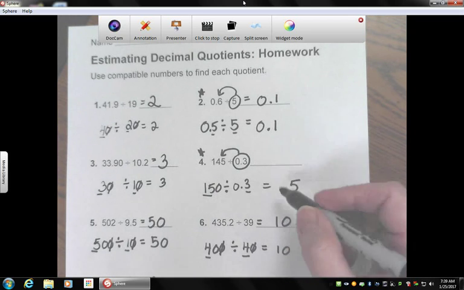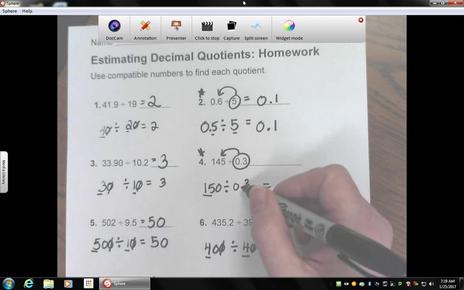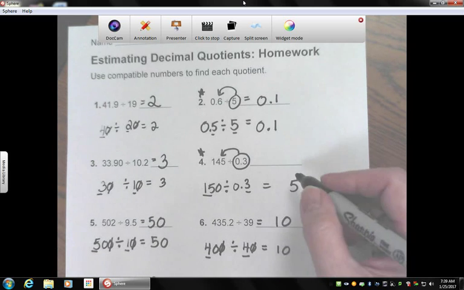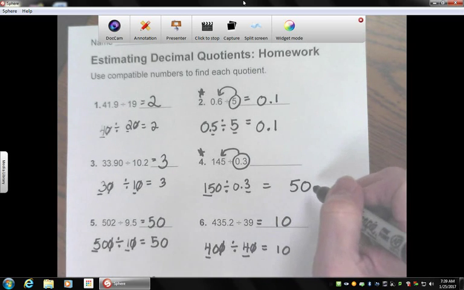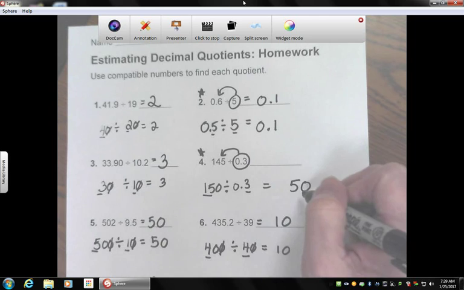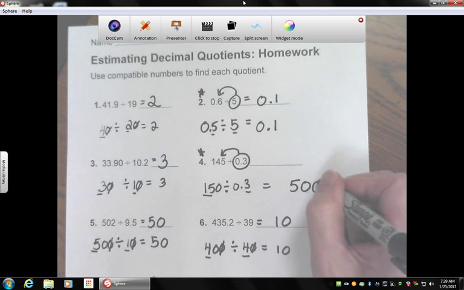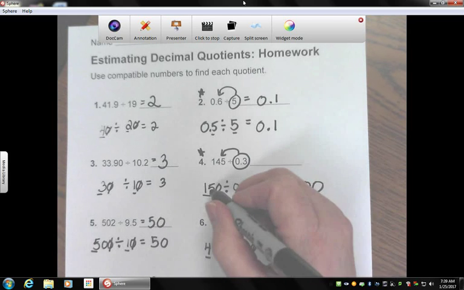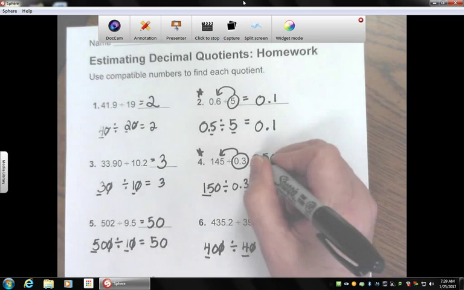So 5 would not make sense. And we can also think about that inverse operation. 5 times 3/10 would be 1 and 5/10. Let's try 50. 50 times 3/10, well, that would equal 15. I need to get to 150. 500 times 3/10, doing our multiplication like we did in our previous unit, does equal 150. So 500 is a good estimate.